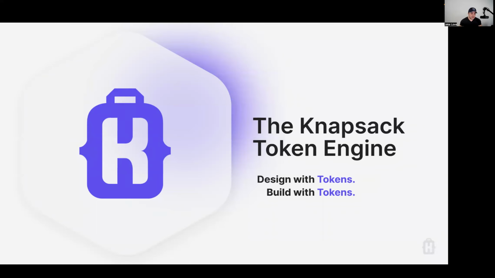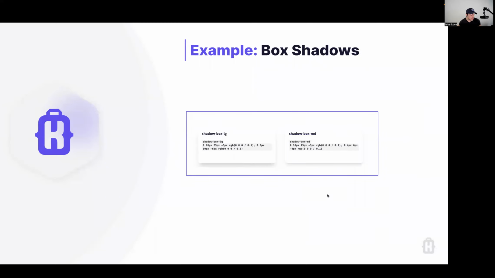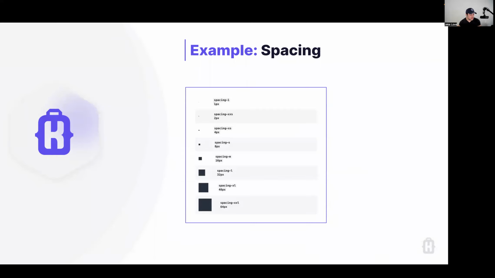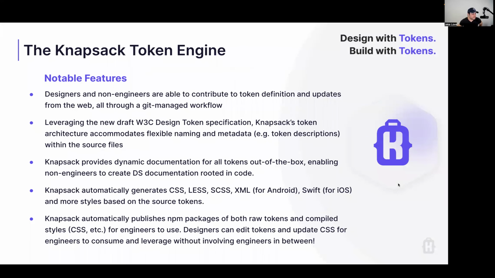And lastly, we wanted to integrate design tokens directly into the Knapsack ecosystem. And we wanted to do that with first-class content blocks to demonstrate things like color swatches, box shadows, breakpoints, spacing. And here's an example of a simple table view. And we've got many other views for those things.